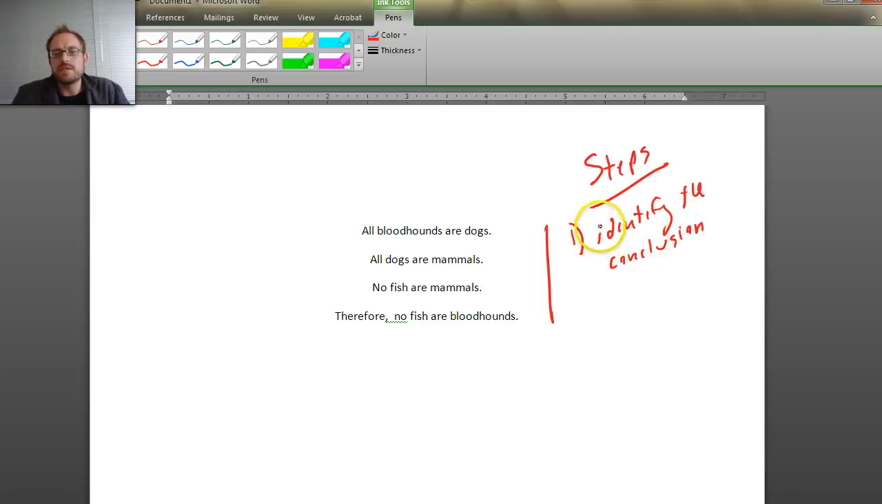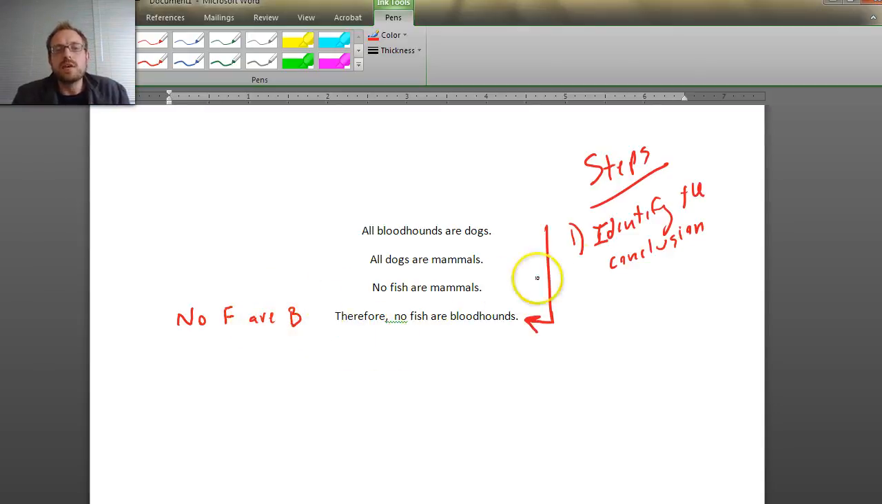First, what you have to do is identify the conclusion. Now, the conclusion is easy because it's right here. Okay, therefore, no fish are bondsmen. So let's write it over here, because oftentimes it's easier just to put first letters instead of using the actual terms. So no F are B.